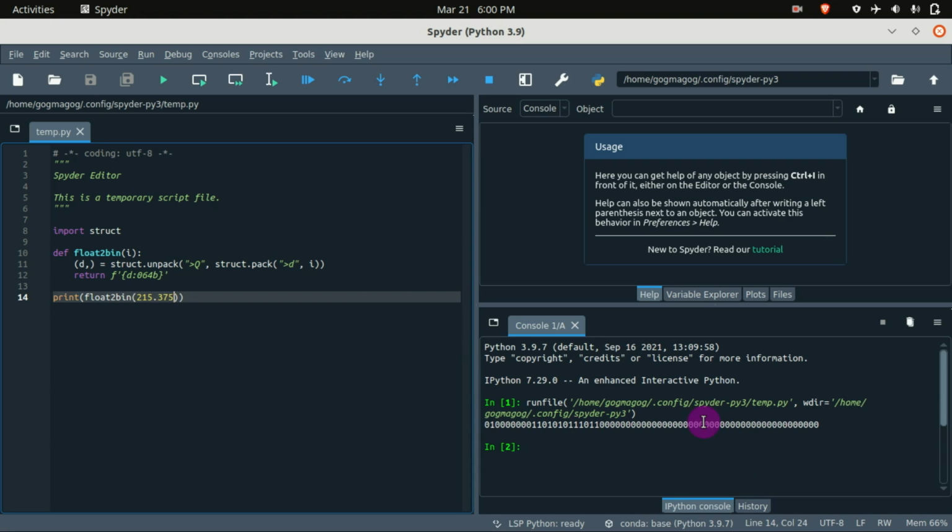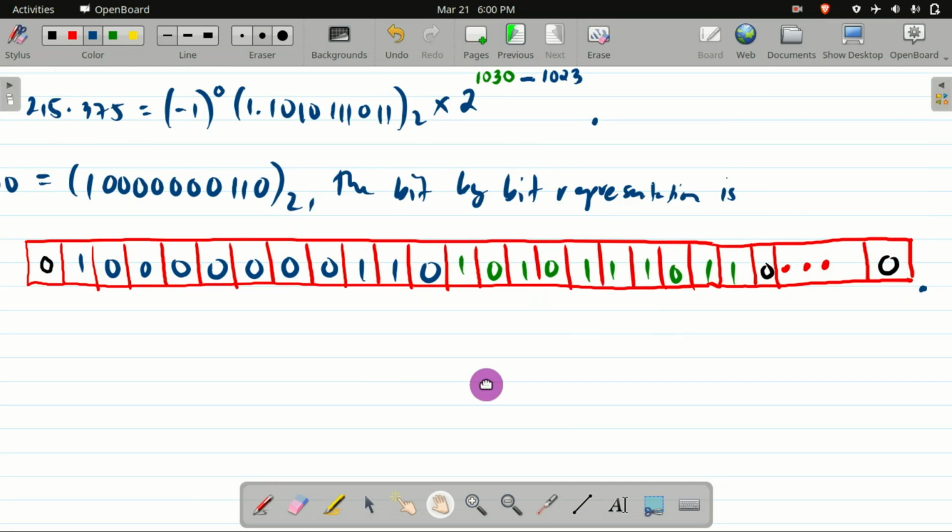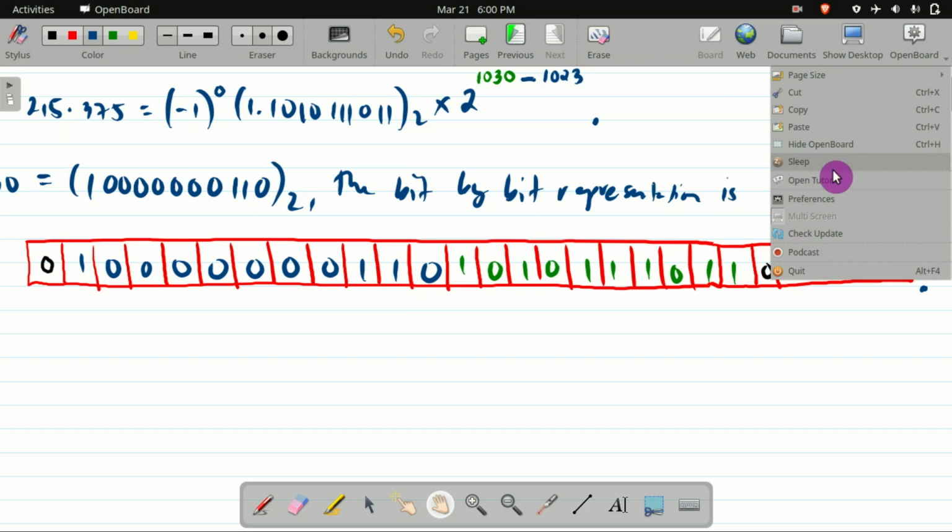You can zoom out. Okay, you can zoom out. You can zoom the lecture video if you are watching this. So I guess we are correct. Okay, so now I am confident.